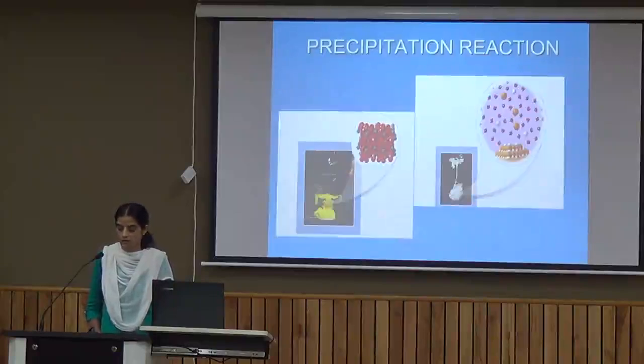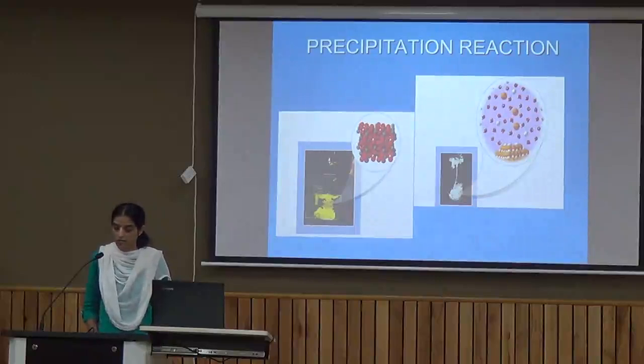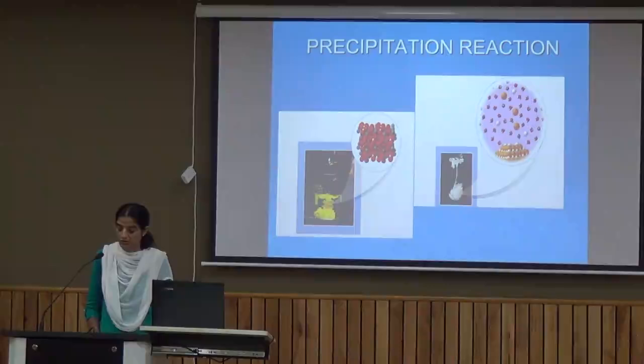Next, they have shown us how a precipitation reaction takes place. You are seeing in the first image the yellow precipitate appearing in the solution, and similarly in the second case the white precipitate appearing in the solution, and they have shown how the particles combine with each other when the new substance is formed.